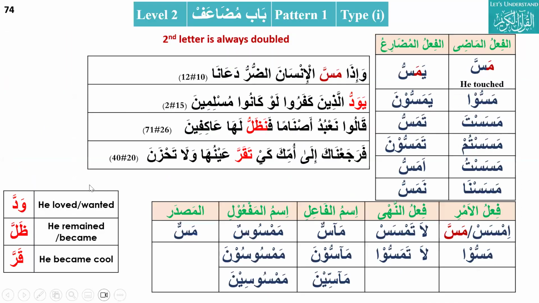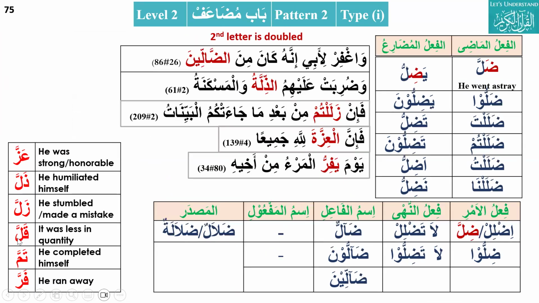So we have the vocabulary words here, that is vadda, zolla, qarra. Qarra means he became cool. Vadda, zolla, he remained or he became. And the second case is dalla yadillu.